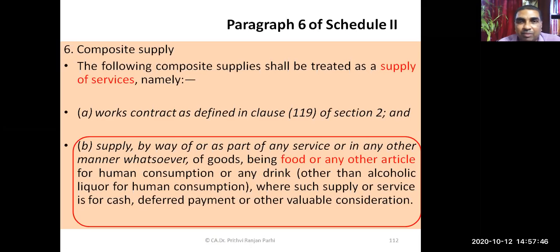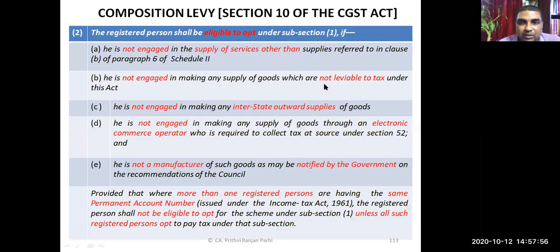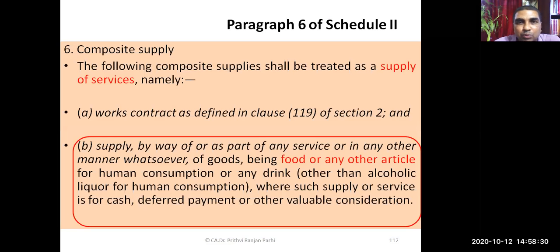Yeah, this is the provision of paragraph 6. I think we have discussed this in our earlier classes. Yeah, there is subsection 2 which talks about a few more things. A registered dealer shall be eligible to opt composition scheme if he is not engaged in supply of services other than supplies referred to in clause B, paragraph 6 of schedule 2. So he should not be engaged in the supply of services other than the supplies referred to in clause B, paragraph 6 of schedule 2.